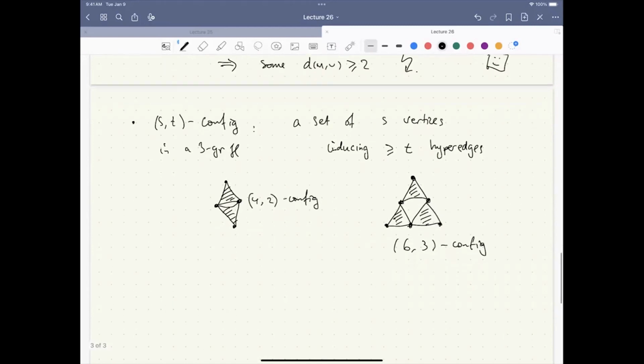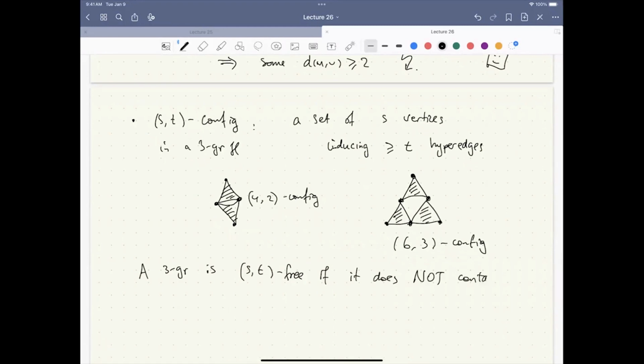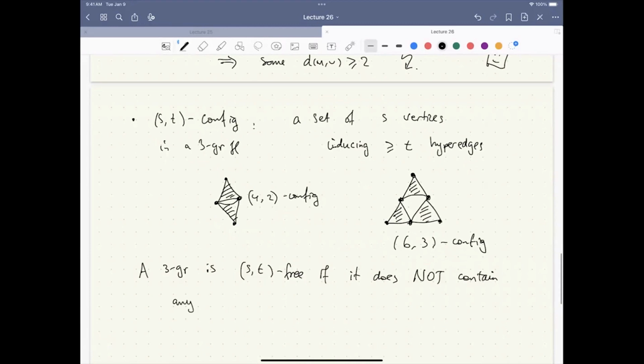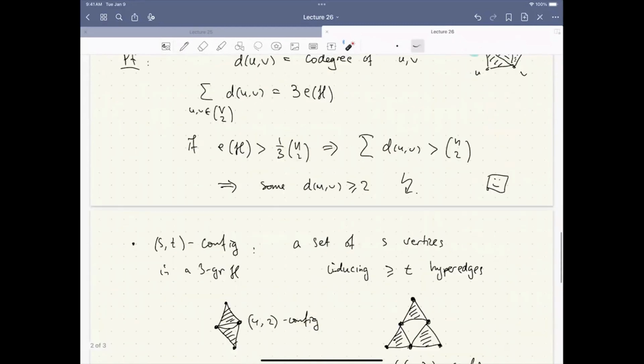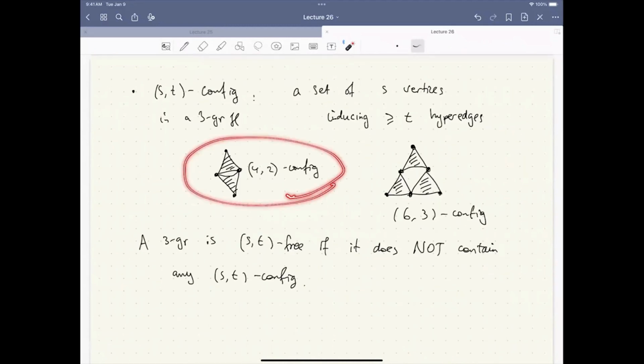Now, we say a hypergraph, a 3-graph, is (S, T)-free if it does not contain any (S, T) configuration. In other words, the 3-graph is a linear hypergraph if it does not contain a (4, 2) configuration. There's only one (4, 2) configuration that looks like this. An (S, T) configuration usually is not a unique 3-graph to forbid.